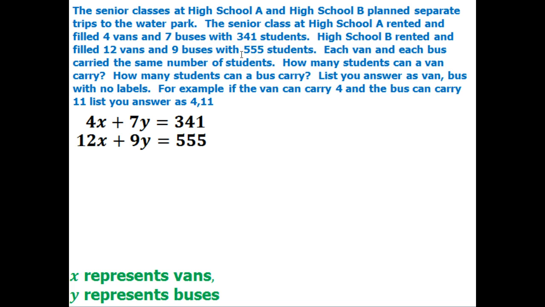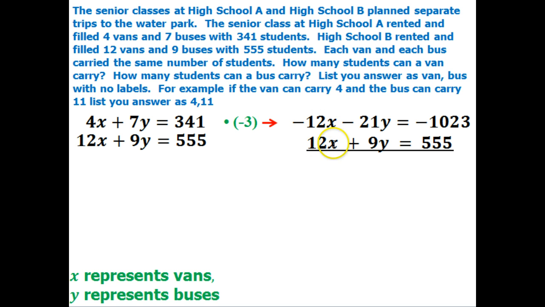Okay, now that we have that, we're going to try to eliminate one of these. And so these are our systems of equations. I have a 4x here and a 12x here. If I multiply this top one by negative 3, I'll end up with a negative 12x and I can eliminate my x's. So I'm going to multiply the entire top equation, all 3 parts, by negative 3. This turns into negative 12x, negative 21y, and then negative 1023. The second equation I don't need to change at all because it's already at positive 12x.